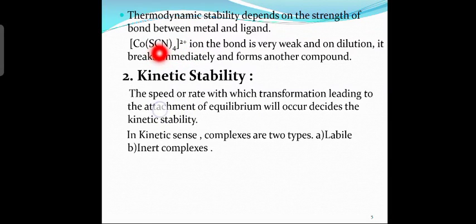Take the cobalt thiocyanate ion, [Co(SCN)4]2-. In this ion the bond is very weak and on dilution it breaks immediately and forms another compound. Now, another type is kinetic stability. What is kinetic stability? The speed or rate with which a transformation leading to the attainment of equilibrium will occur decides the kinetic stability. There are two types of kinetic complexes, which are labile and inert complexes.